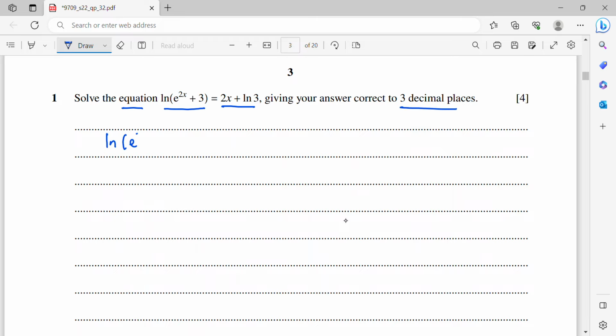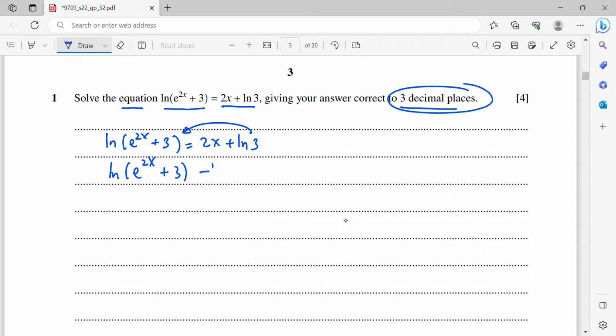Alright, so first of all, I copy the question. Since you are giving your answer correct to 3 decimal places, here we will just move the ln 3 to the left hand side first. Then later on we will get the solution using calculator. Then use the formula ln A minus ln B is ln A over B. So from here I will get ln of (e^2x + 3) divided by 3 equals 2x.